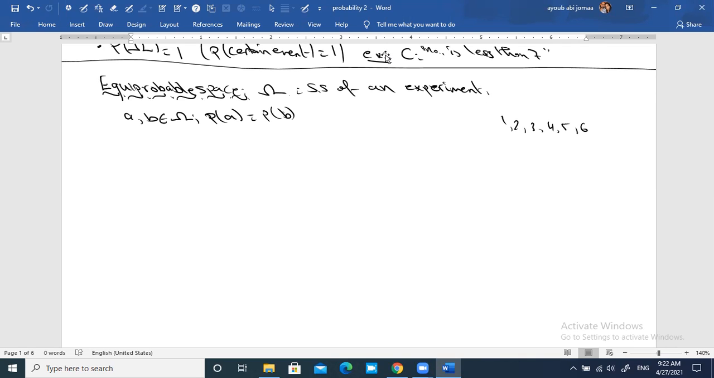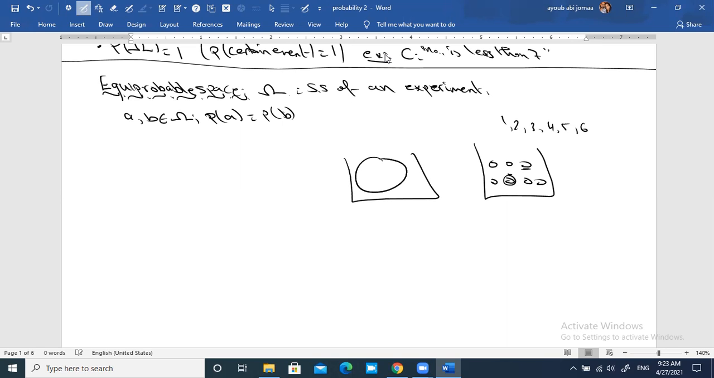Okay, why? Because the marbles are identical. If for example you have a jar with several marbles, and the marbles are identical, meaning the same size, the same volume, same dimensions, same mass, they all have the same chance. The probability of selecting this marble is equal to the probability of selecting this marble. But if the marbles are not identical, surely the chance to select this one will be more than the chance of selecting this one. So this space is not an equiprobable space.